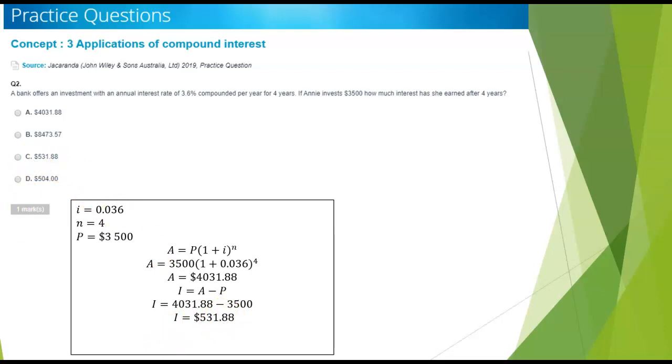$531.88, or answer C. Make sure when you're doing these questions that you actually look to see what the question is asking at the end. A lot of people would have got this answer here and would have pressed A.